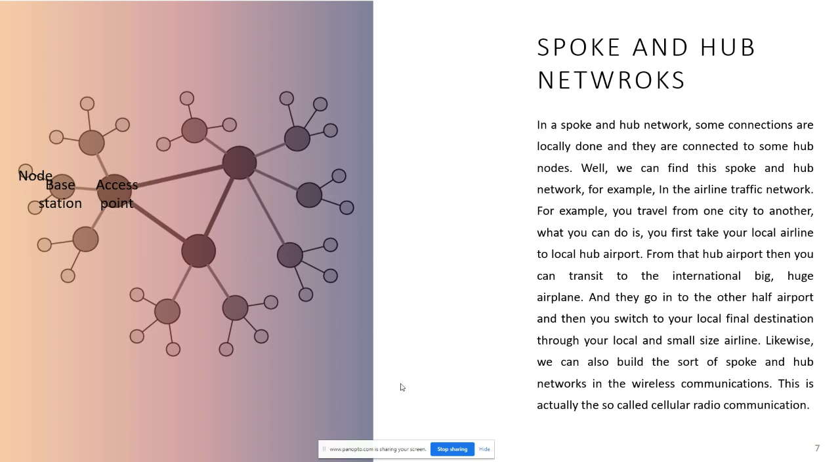So, from that hub airport, then you can transit to the international big, huge airplane. So, for example, kunwari ako, kasi as per my experience, punta kami ng Myanmar.